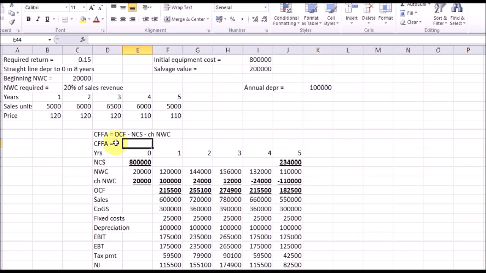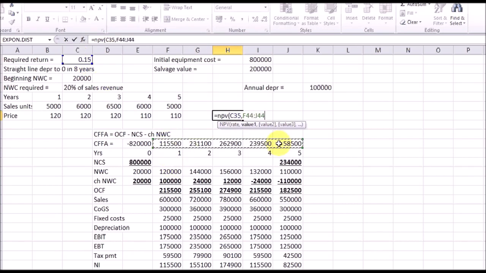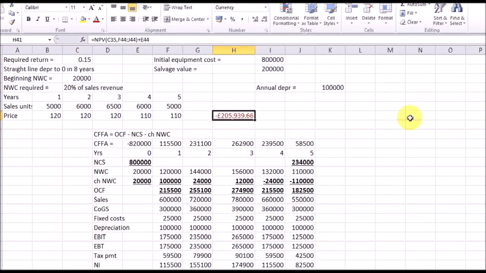So for our cash flow from assets, I will need these highlighted numbers: operating cash flow minus net capital spending minus the changes in net working capital. There we are. And NPV, 15% required rate of return. Cash flows from year 1 to 5. And manually add the initial costs. Negative NPV, so this project is going to lose money.